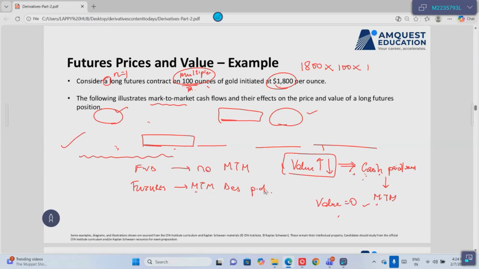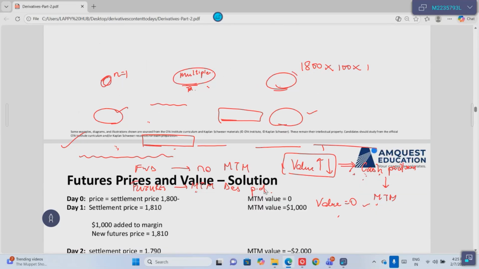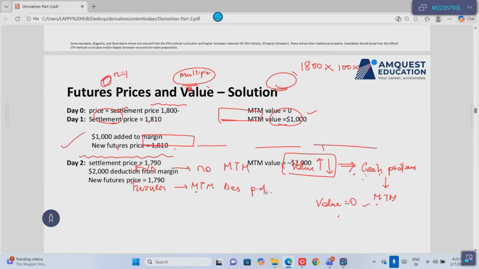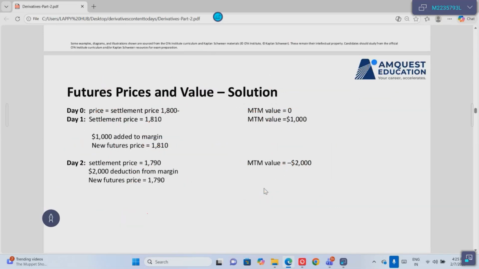Okay. Are we clear on the three terms? You need to know what is N, which is 1, what is multiplier, 100, and what is the price agreed at, which is $1,800. Okay. Let's look at how the valuation goes. Now, obviously on day 0, there's no mark-to-market value because we said value will always be 0. Now let's see on the next day, day 1, the value becomes 1,810, right? So that means I have a mark-to-market of $10.